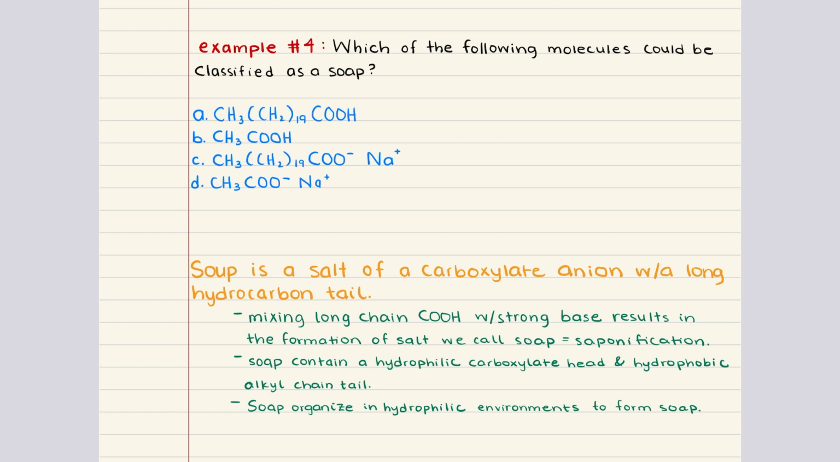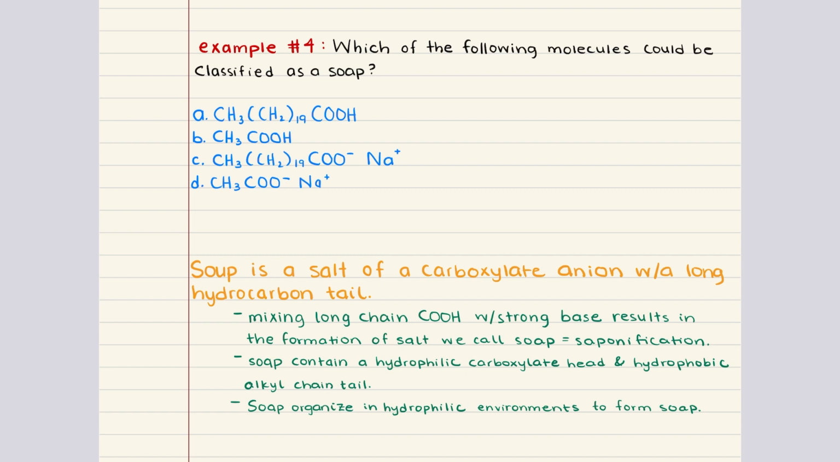Now, a typical soap molecule has 2 important parts. The first important part is a hydrophilic carboxylate head, which is water-loving. And then the second part is a hydrophobic long hydrocarbon tail, which avoids water. Because of these 2 parts, soap molecules can organize into structures called micelles in water, where they trap oils and greases on the inside of those structures.